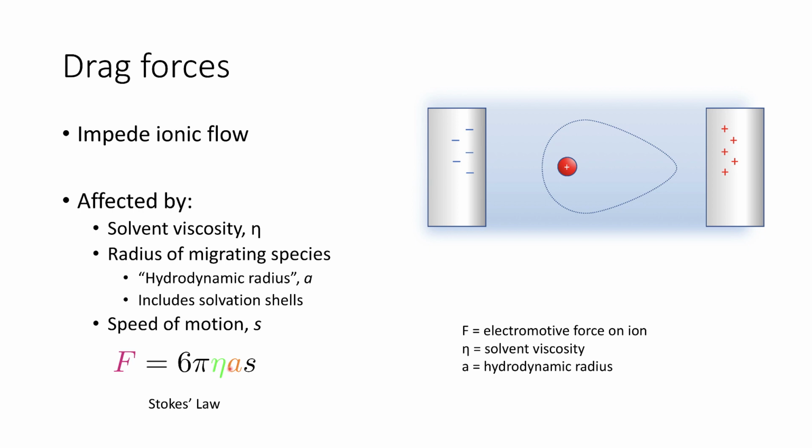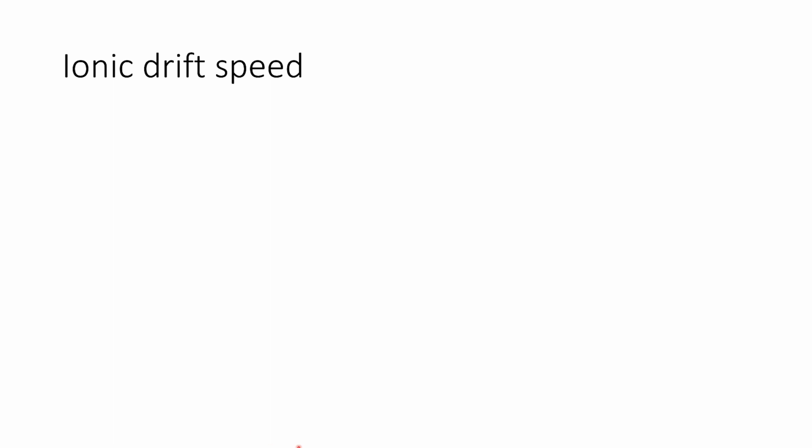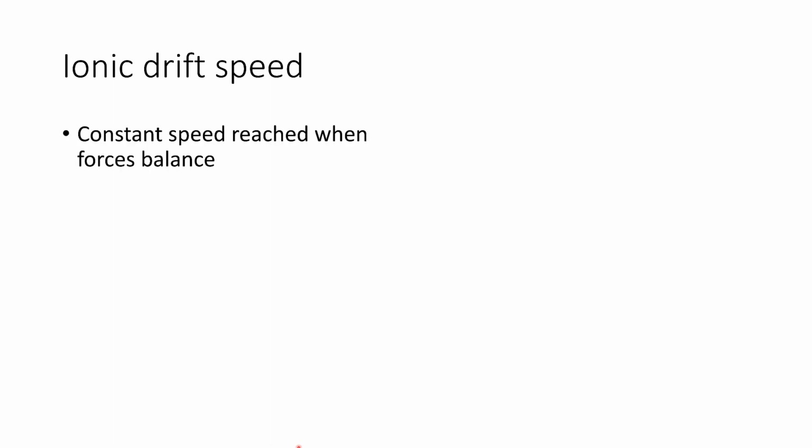We'll come back to this later on. It's important to recognise that the drag force on our ion is a combination of all of these factors together. Okay, so let's think about the drift speed of our ions. What is the maximum speed that our ions travel? This is the constant speed reached when all the forces are balanced, when the electrical force pushing the ion through solution balances the drag force.